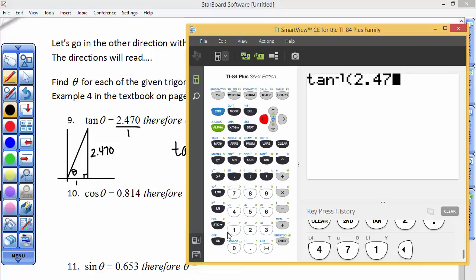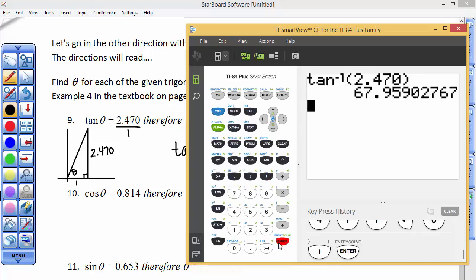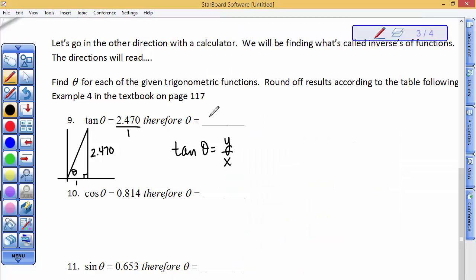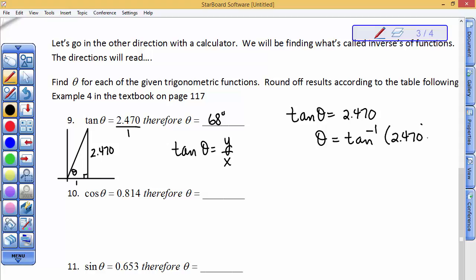I don't need to put divided by 1 because it's still just 2.470. So that's how I tell the calculator that I want to find the angle, which is close to 68 degrees. I'm going to call it 68 degrees if you don't mind. So theta is 68 degrees. And from now on, I'm just going to type the steps. So if you know the tangent of theta is 2.470, the way to get the value for the angle on your calculator is to go second tan of 2.470.